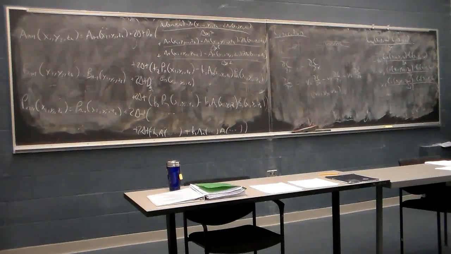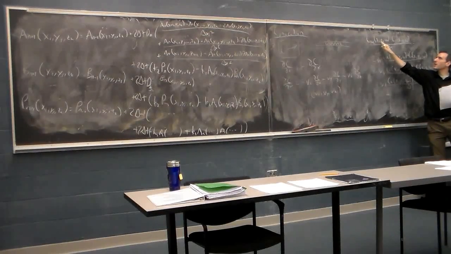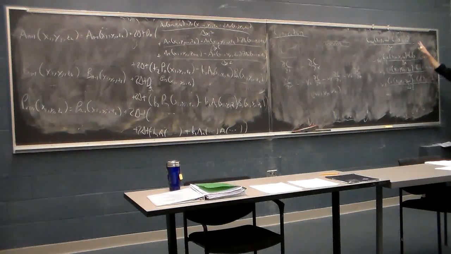So if we actually wanted to implement this, you would multiply through by delta t, move this to the right-hand side, and then we've got something that gives us the value at time step n plus 1, spatial point ijk, given values at time step n. Does that make sense to everyone?